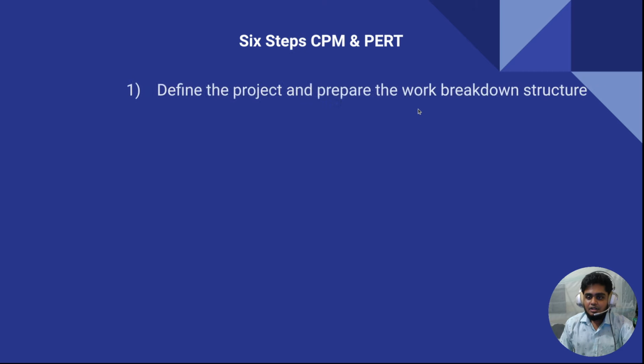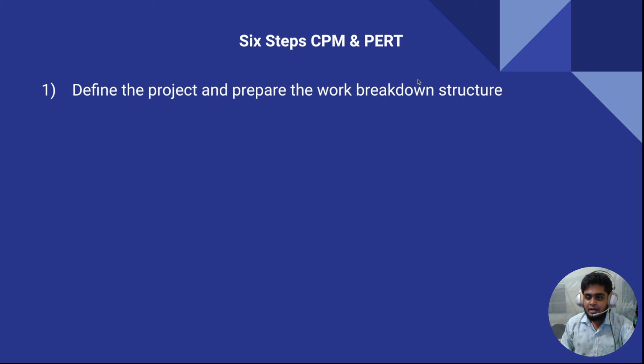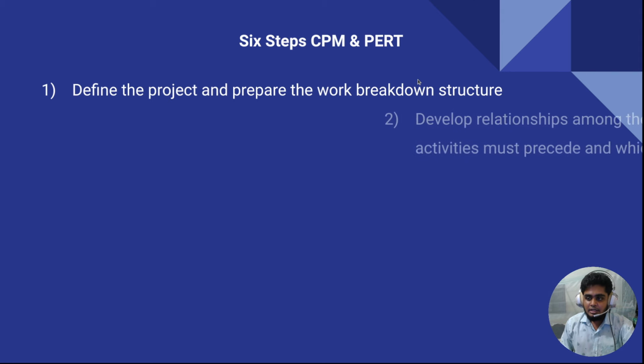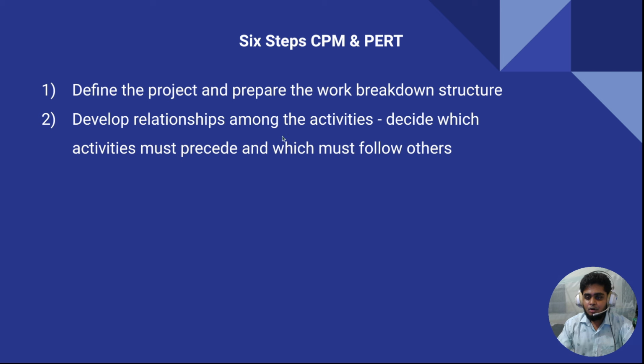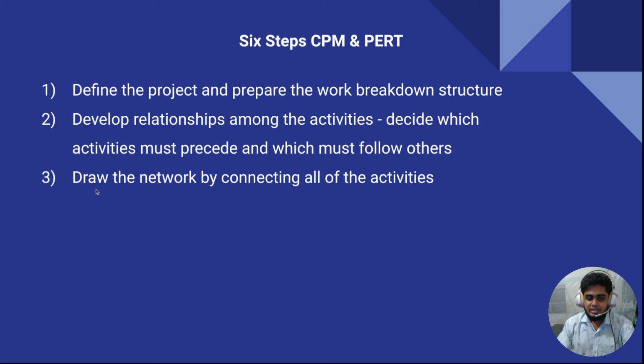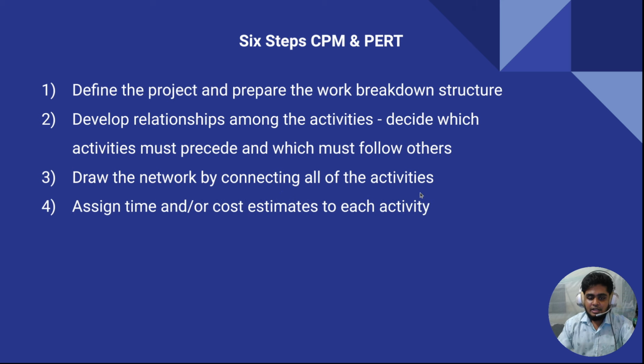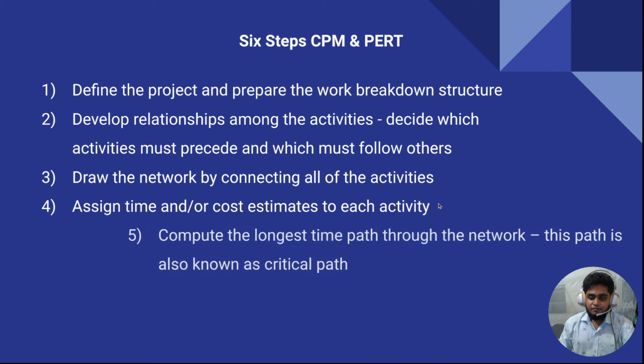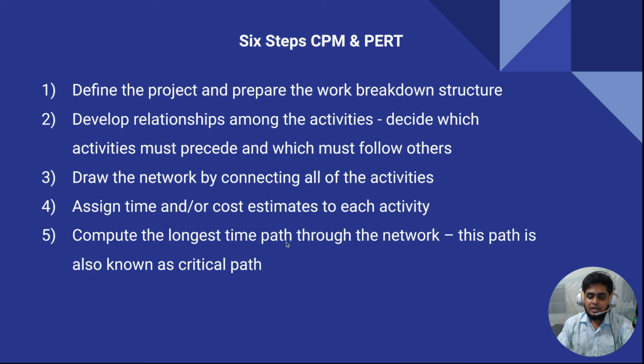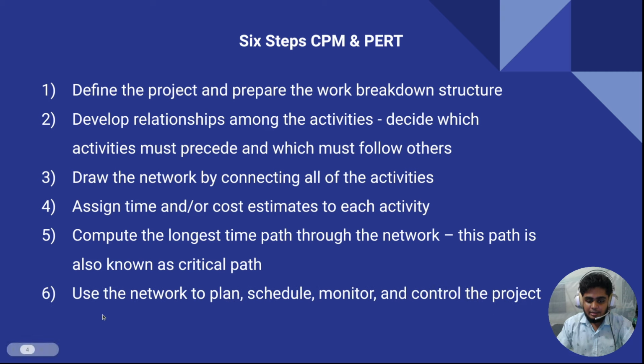The first step is to define the project and prepare the work breakdown structure. The second step is to develop relationships among the activities: decide which activities must precede and which must follow others. The third step is to draw the network by connecting all of these activities. The fourth step is to assign time and or cost estimates to each activity. The fifth step is to compute the longest time path through the network. This path is also known as the critical path. The final step is to use the network to plan, schedule, monitor, and control the project.